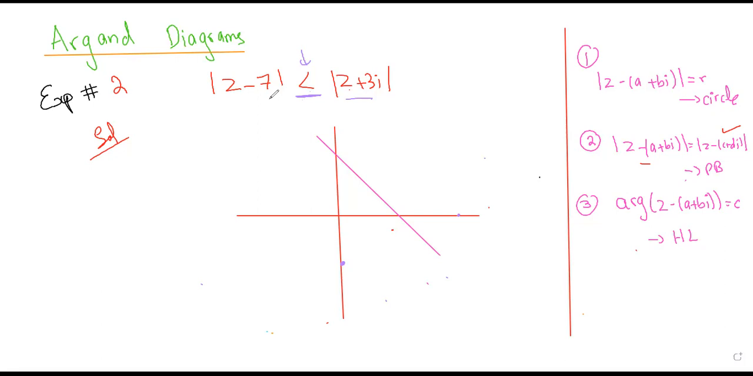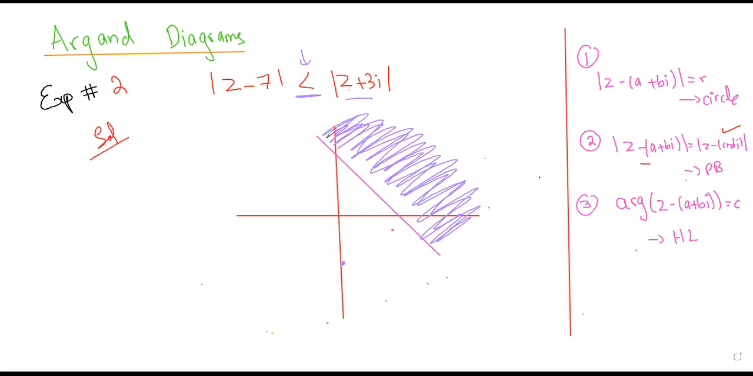So Ranjani, when we were doing it earlier as well, I told you that for this inequality, in case of perpendicular bisectors, you need to shade according to the point that is closer, right? Do you remember this? Yes. So we are going to shade this part.